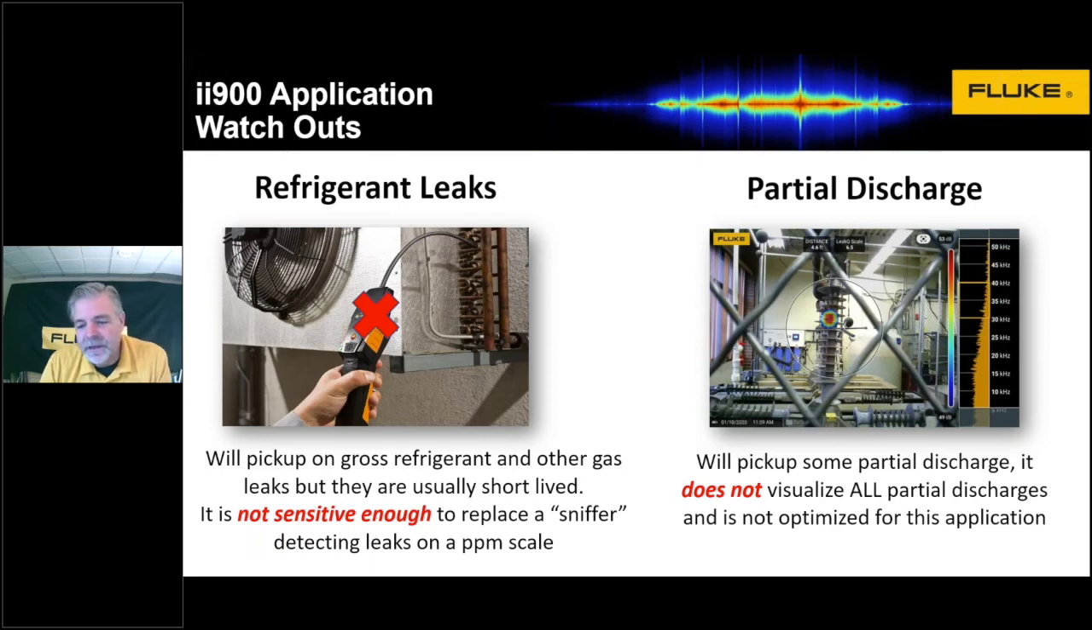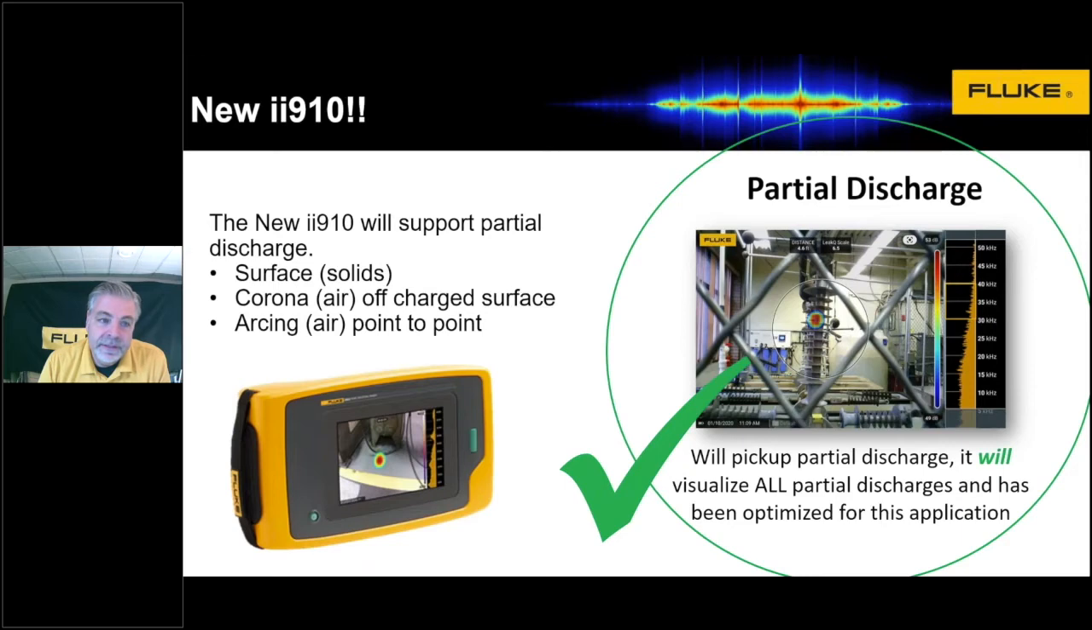Partial discharge is another application. This is actually one that customers were quickly finding that they could do with the ii900, but we weren't fully ready to support the application because it requires higher frequency than 50 kilohertz. As you can see on that image, we're seeing some partial discharge happening at 4.6 feet away, and determining that we can actually see it. But we can't see all of them, so we're a little bit hesitant to support partial discharge on the ii900. What we do recommend is that you consider the brand new ii910.